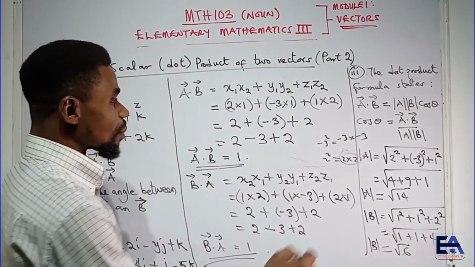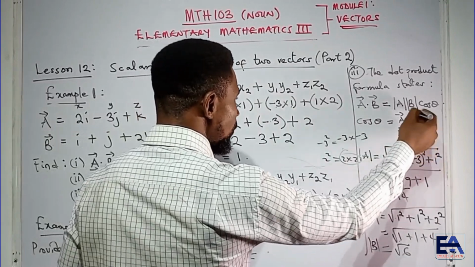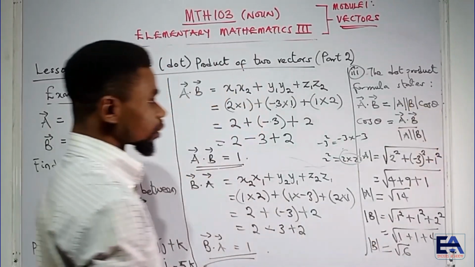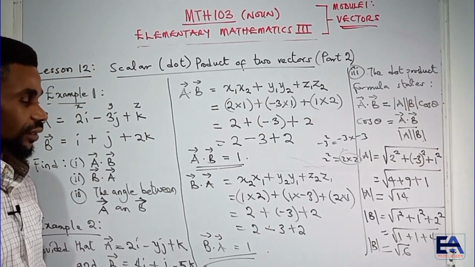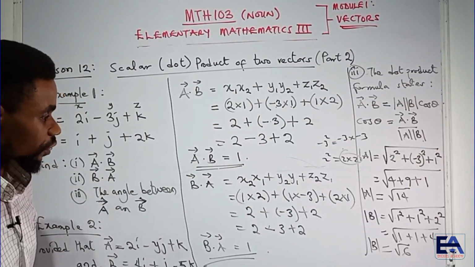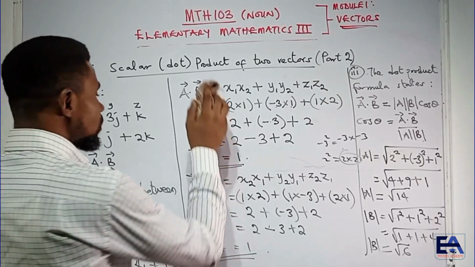Now that we have the magnitude of A, we have the magnitude of B, and we already knew that the dot product of A and B is 1, we can proceed to finding the angle.